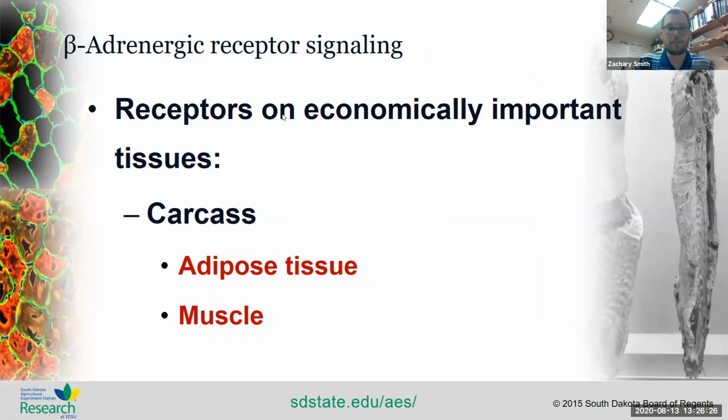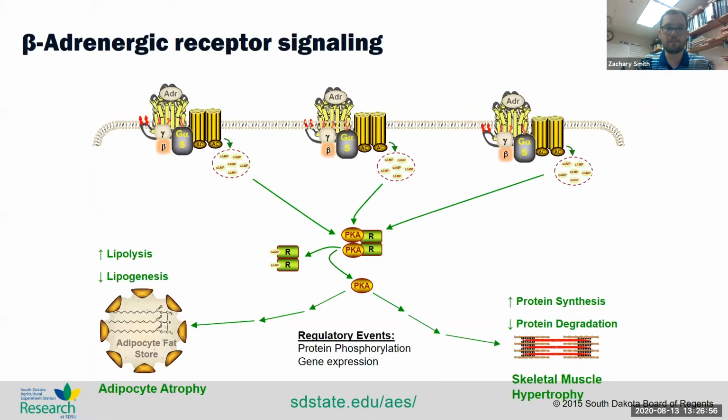Now, these receptors are attached to economically important tissues in the carcass, namely fat and muscle. Within fat, they cause a reduction in lipogenesis, the production of new fat. They increase lipolysis, the breakdown of fat. And then in muscle, the overall effect is they reduce muscle protein turnover, increase muscle accretion, and the overall net effect is an increase in skeletal muscle accumulation.